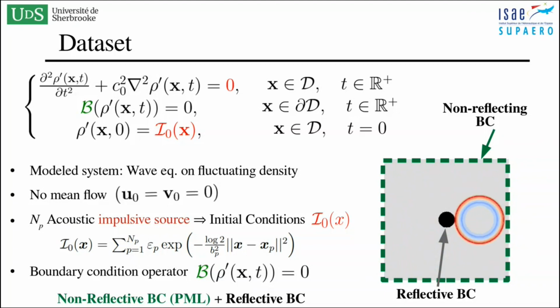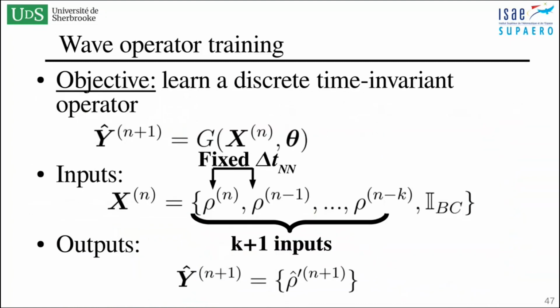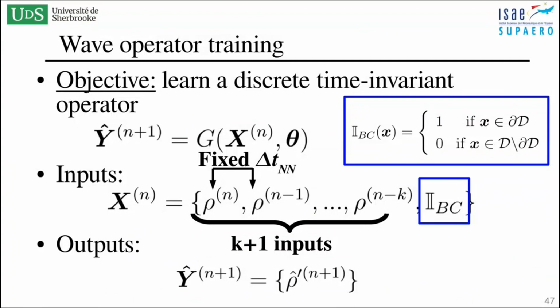Furthermore, for the interior obstacles, we set reflective boundary conditions, so the same Neumann conditions as before. We again train this wave operator with this fixed time step, etc. But what is different is that we set an additional input, this IBC, which will set the position of the interior boundary conditions to 1, and the rest of the field to 0.